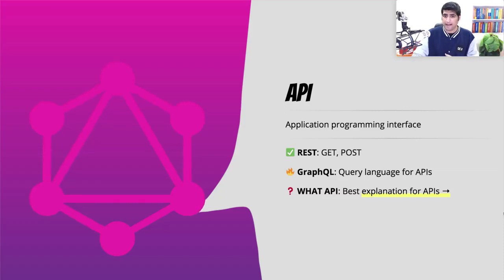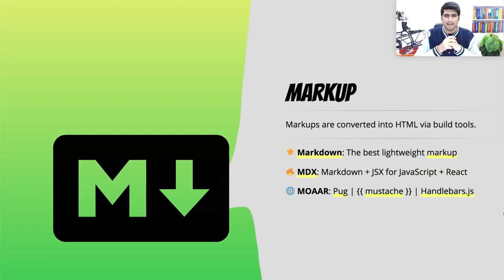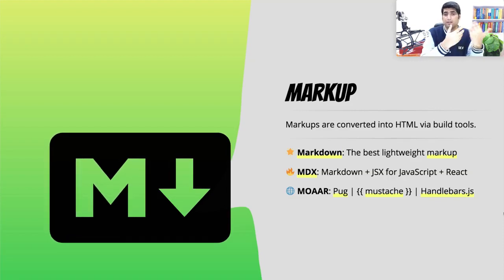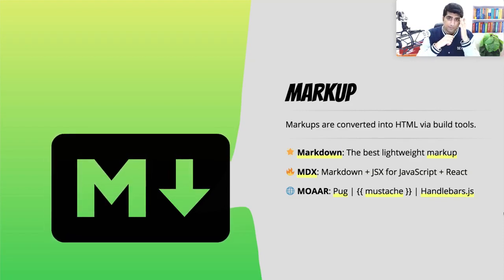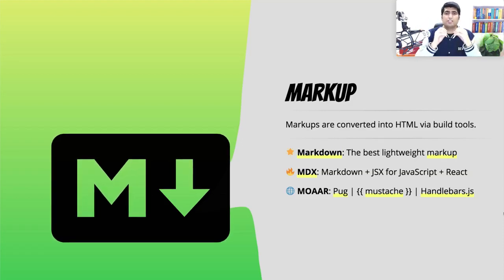So that's API. And then the third component of JAMstack is markup. I think it is the most ignored component. I don't know why, but I really love Markdown. So Markdown is sort of a markup, which is converted to HTML on the runtime, on the build time. And I use Markdown everywhere. You can use MDX, you can use Pug, Mustache, Handlebar, whichever fits the build for you.